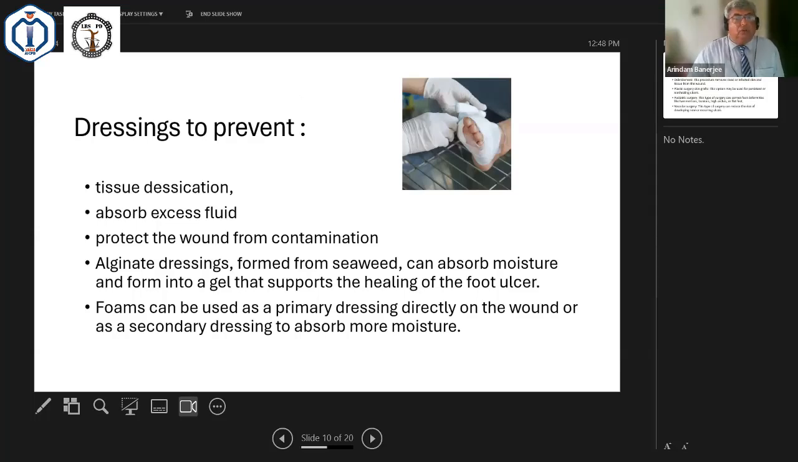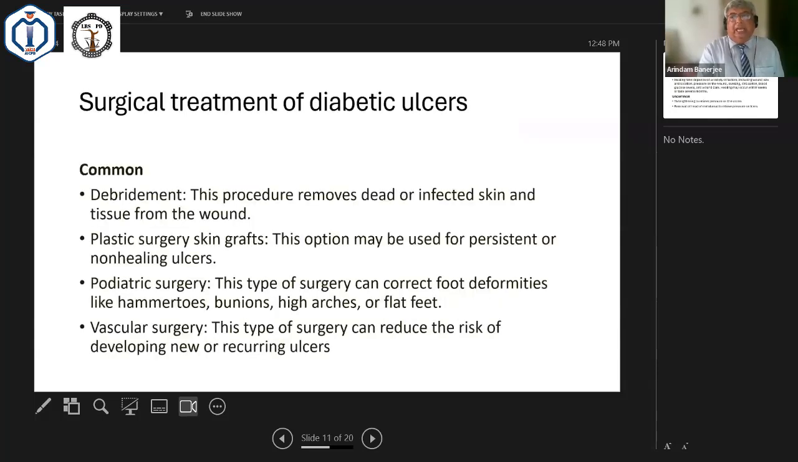Some of the good dressings which are used are alginate dressings, which are formed from seaweed and can absorb moisture and form a gel, which supports the healing of the foot ulcer. Or you can use foams, which again act as a secondary dressing to absorb more moisture. The other thing is that, of course, you should wear good shoes and proper socks, as discussed, so that the loading of the joint is appropriate.